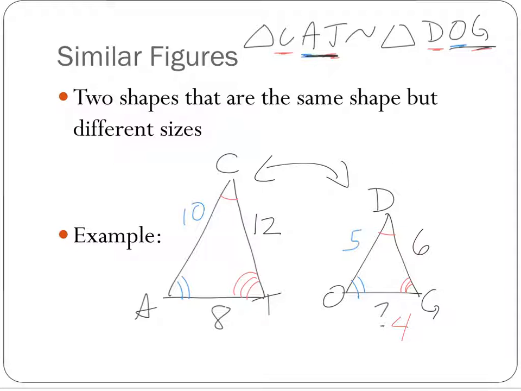So again, similar figures, corresponding angles. So angles in the same position are equal. They're exactly the same. And you can tell that by my little arc marks. And corresponding sides are proportional. In this case, I made them half, right, from one triangle to the next.